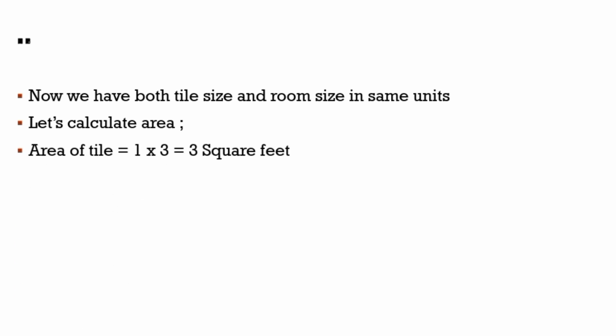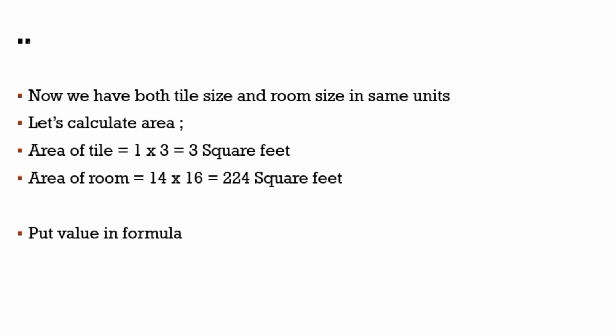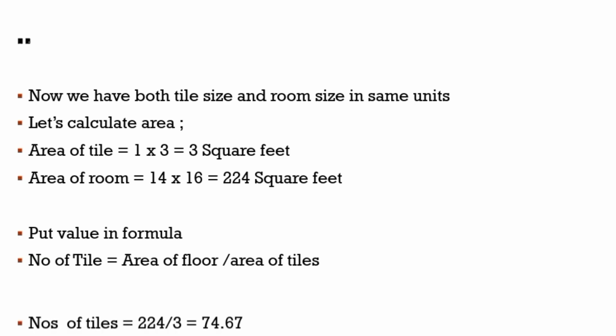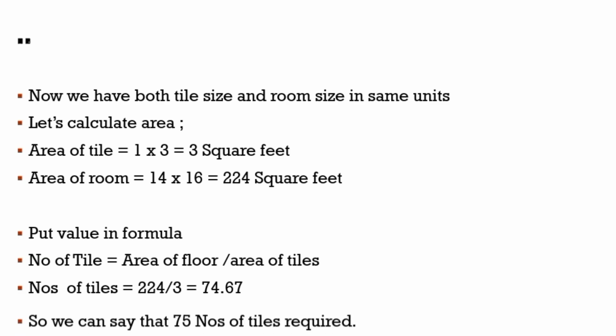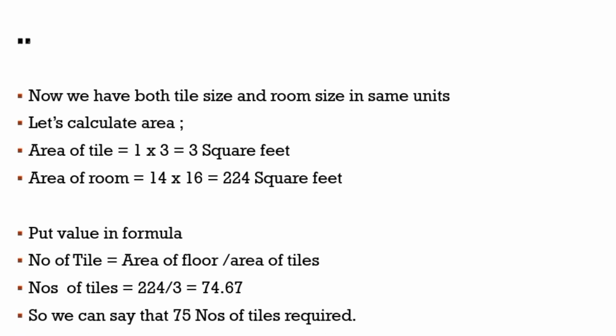Let us calculate the area. Area of one tile is equal to 1 into 3, 3 square feet. Area of room is 14 into 16, 224 square feet. Put the values in the formula: number of tiles is equal to area of floor divided by area of tile. Number of tiles is equal to 224 divided by 3, which is 74.67. So we can say that 75 tiles are required for this room with tile size 12 inches into 36 inches.